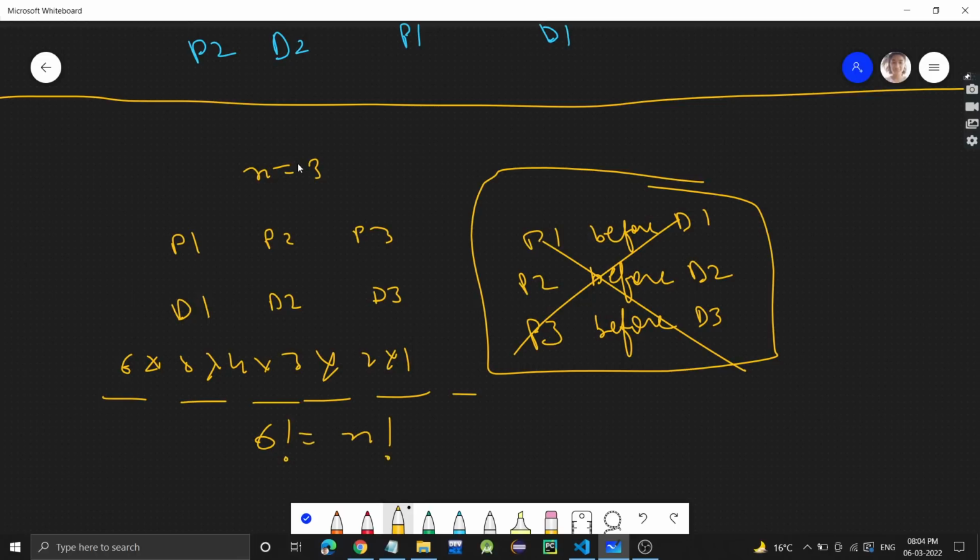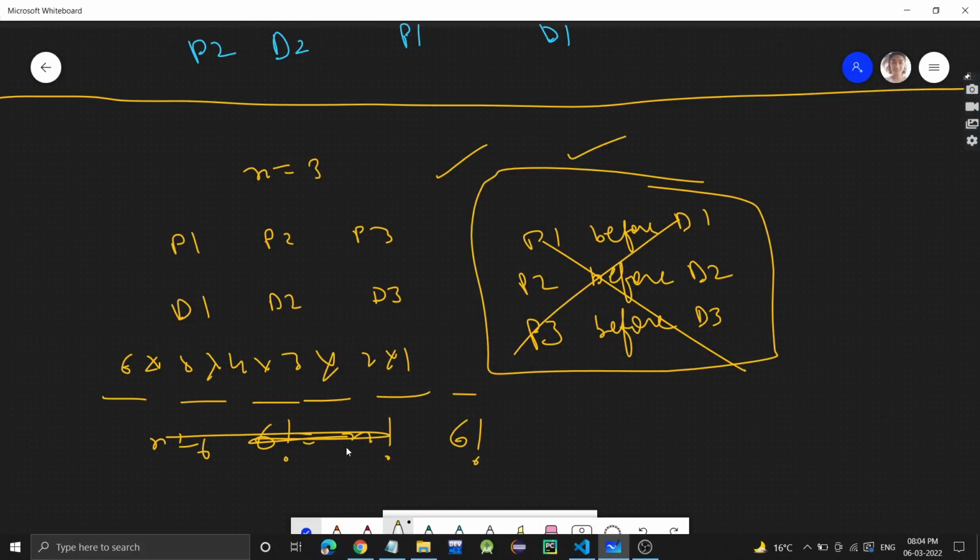Let's say n is 6. If you have to arrange these 6 items together, then it will be 6 factorial, right? But we do not have to do that here. We have a condition that first pickup should be done, and only then delivery.